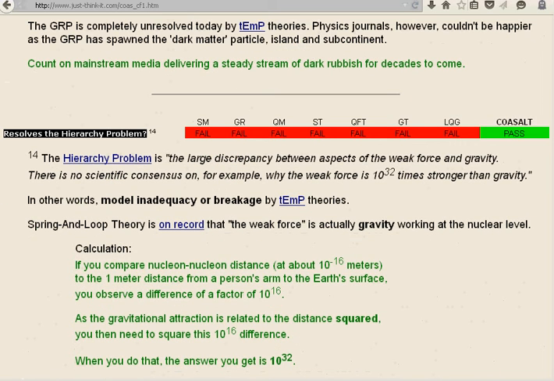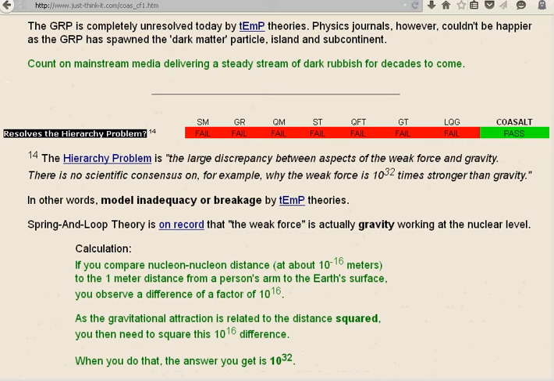Calculation. If you compare nucleon-nucleon distance at about 10 to the minus 16 meters to the 1 meter distance from a person's arm to the Earth's surface, you observe a difference of a factor of 10 to the 16. As the gravitational attraction is related to the distance squared, you then need to square this 10 to the 16 difference. When you do that, the answer you get is 10 to the 32.